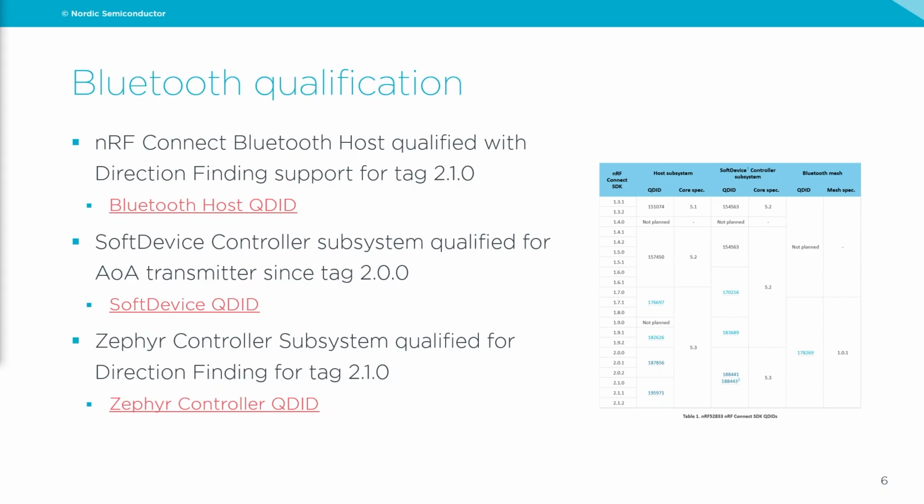But a key part that came in now with the 2.1.0 tag was also that we did certify the controller subsystem, so basically the Bluetooth link layer, for all features when it comes to both transmitter as well as receiver, for AoA as well as for AoD, so all of that came in now.